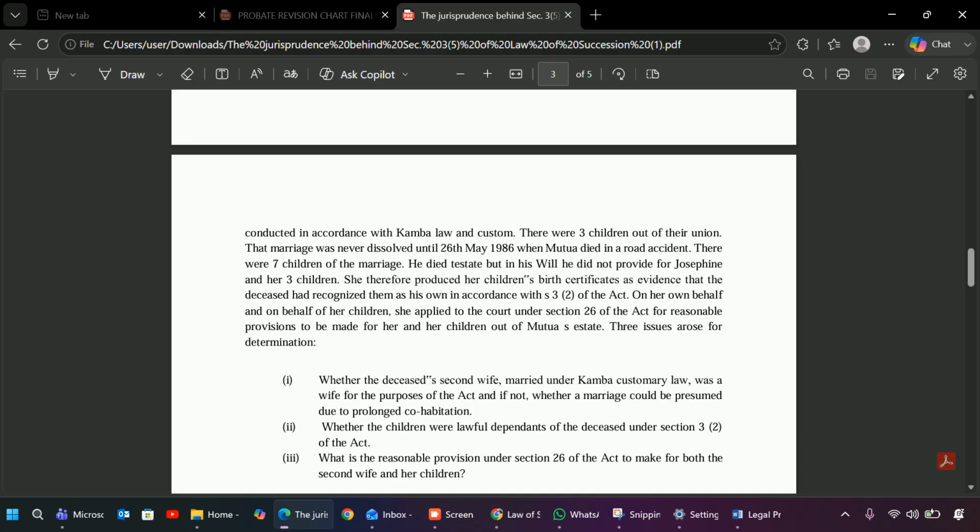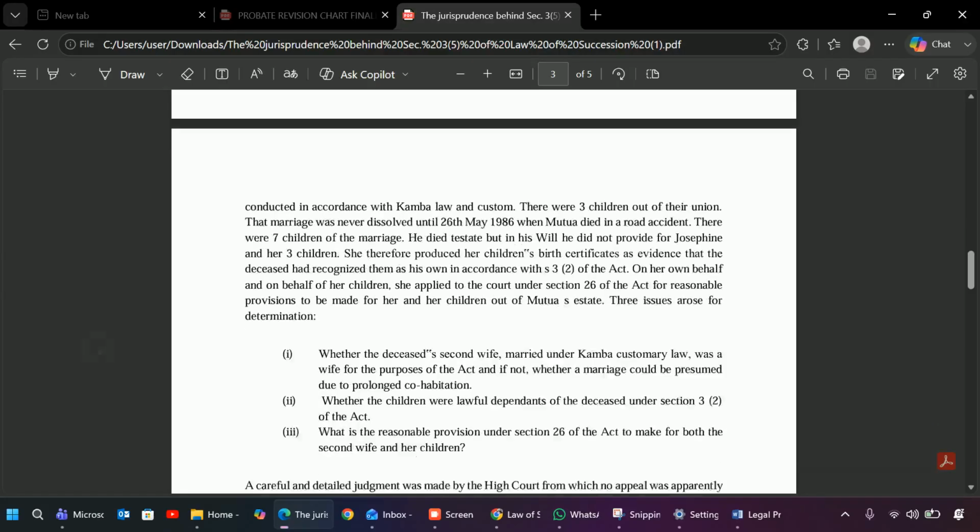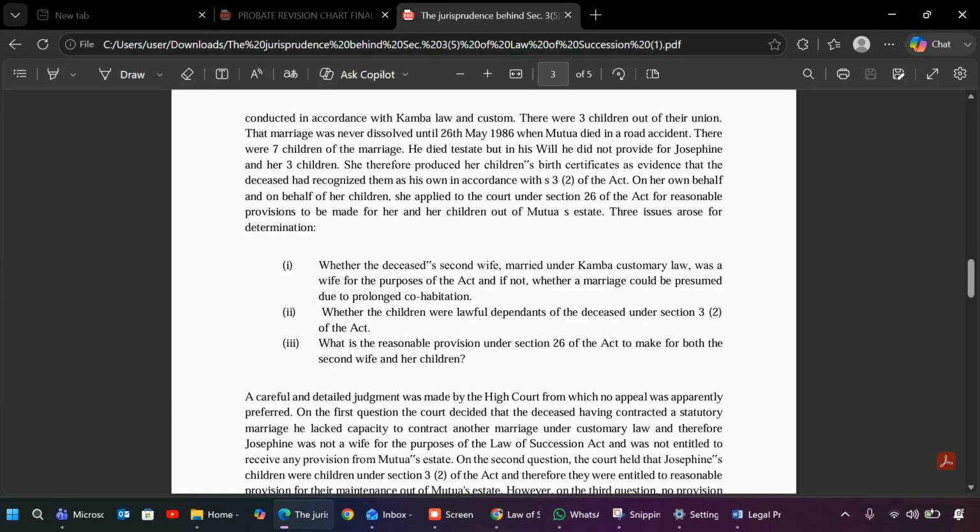On her own behalf, and on behalf of her children, she applied to the court under Section 26 of the Act for reasonable provision to be made for her and her children out of Mutua's estate, and 3 issues arose for determination. One, whether the deceased's second wife, married under Kamba customary law, was a wife for purposes of the Act, and if not, whether a marriage could be presumed due to prolonged cohabitation. Two, whether the children were lawful dependants of the deceased under Section 3(2) of the Act. And three, what is the reasonable provision under Section 26 of the Act to make for both the second wife and her children.